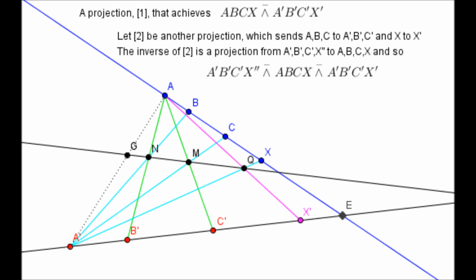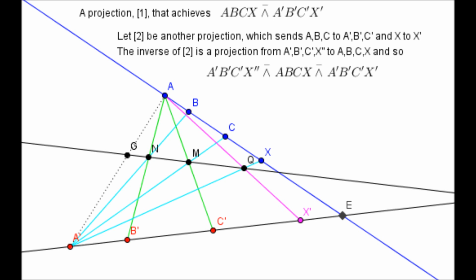And so what we can do is reverse the chain of perspectivities. We'll do the inverses of each of them in reverse order, and that'll essentially correspond to a projection which should send us from the points A dash, B dash, C dash, X double dash back to the points A, B, C and X.